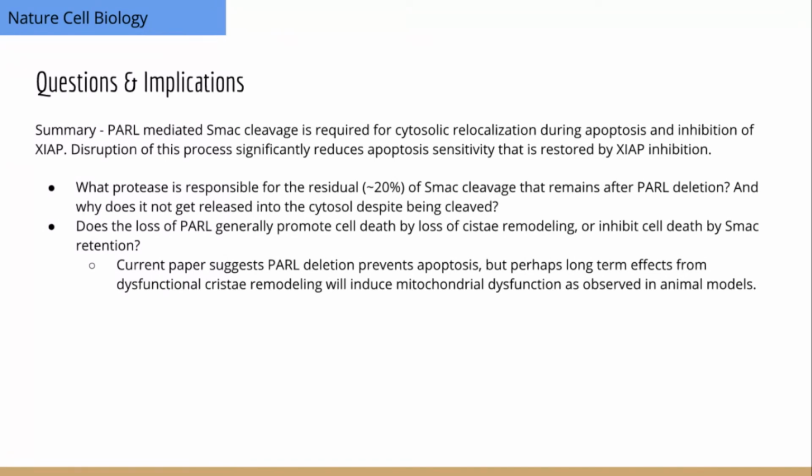And my other question I'm left with is, does PARL promote or inhibit cell death over the long term? Because we know PARL is critical for an organism's survival, and on a molecular level, it's critical for the remodeling of mitochondrial cristae. But at the same time, it's critical for inducing apoptosis by releasing Smac. So in general, does PARL promote or inhibit cell death? And perhaps it's a time-dependent relationship, and I would guess that over the long term, it probably promotes cell death by the loss of mitochondrial integrity. But in the short term, it probably prevents apoptosis by withholding Smac in the mitochondria.